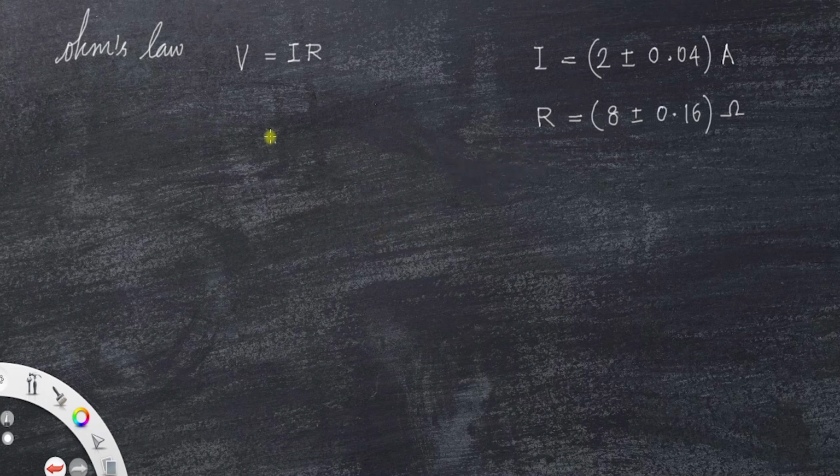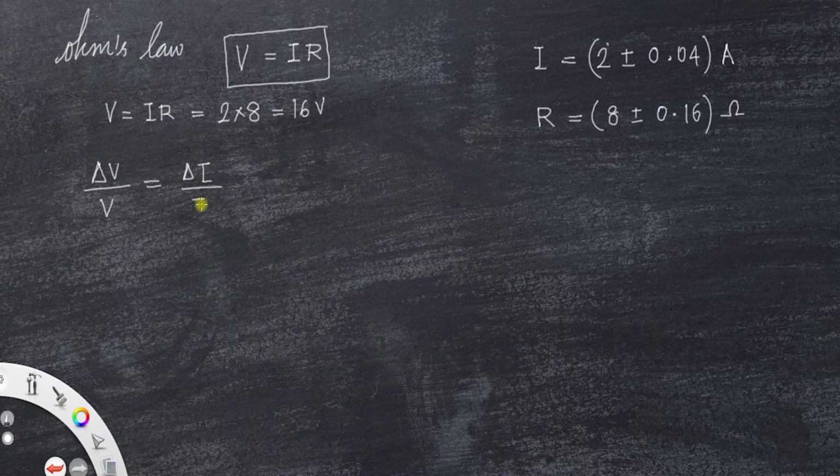Now we want to find the voltage with error limits. We know V is equal to IR. So V is 2 into 8, which is equal to 16 volt. Now we know the relation, this is the product of two variables. So the fractional error in the voltage will be the fractional error in the current plus the fractional error in the resistance.